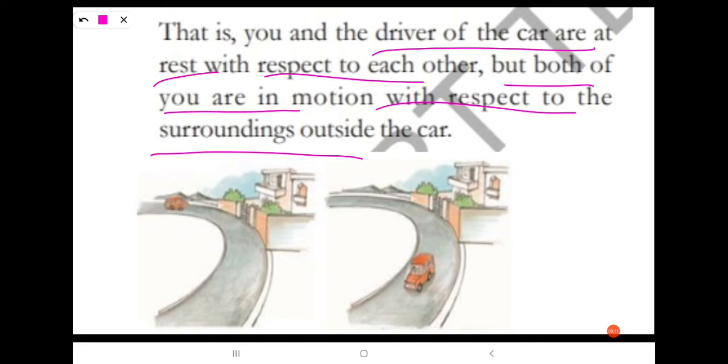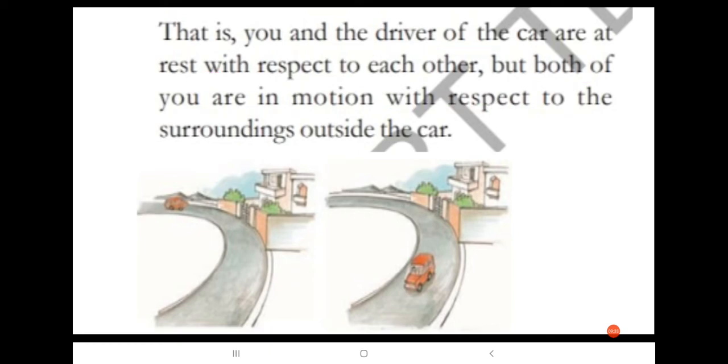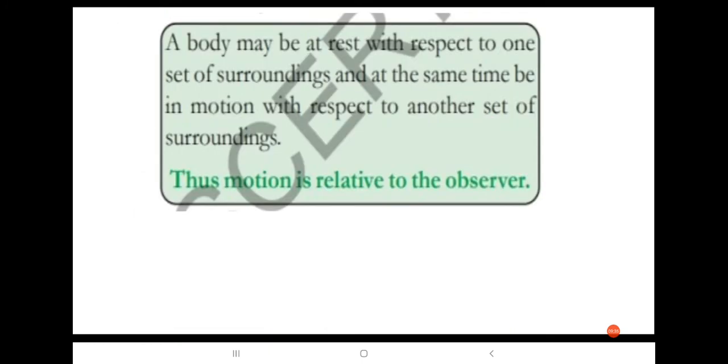Those who are observing you from outside, with respect to them, you and the driver are in motion. But with respect to each other, you both are at rest. With respect to surroundings, you both are in motion. So, a body may be at rest with respect to one set of surroundings and at the same time be in motion with respect to another set of surroundings. Thus motion is relative to the observer.